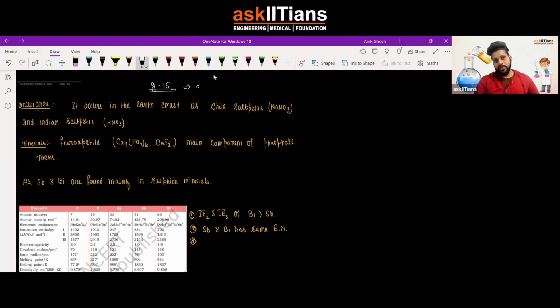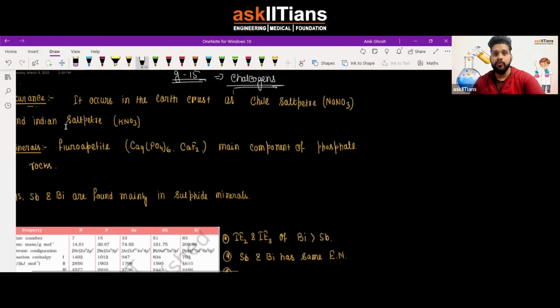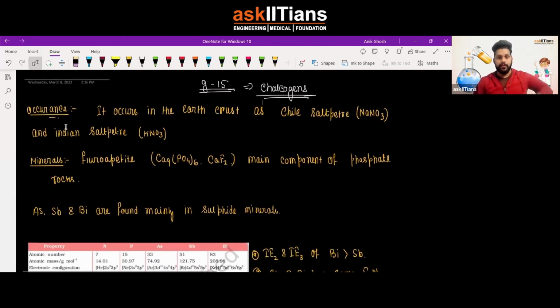Why do we call them the chalcogens? Because they are the ones that are choking, right? Specifically, nitrogen is a choking element. As nitrogen is a choking element, we call them the family of choking elements, right? So we call them the chalcogens. Chalcogens means choking elements. So wherever you have nitrogen, you kind of choke there. Now, what is the occurrence of these elements, mainly the group 15 elements?